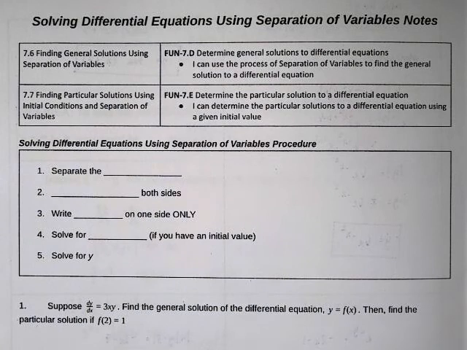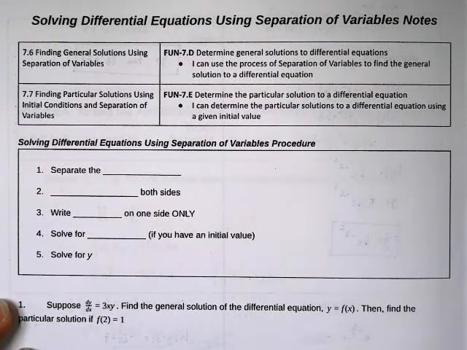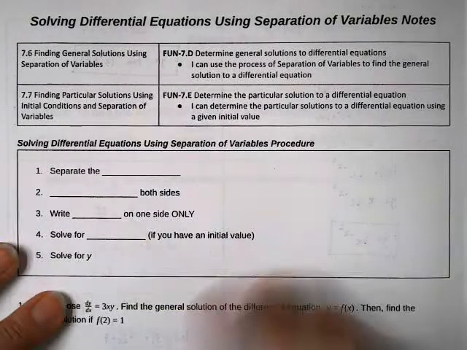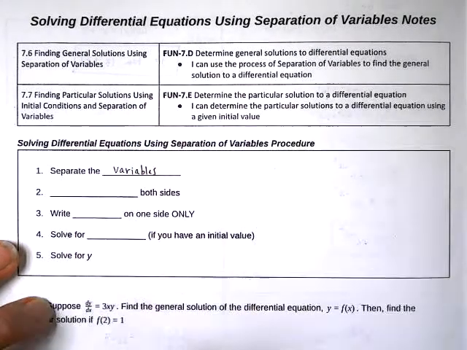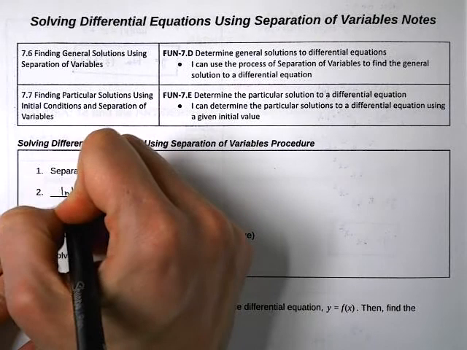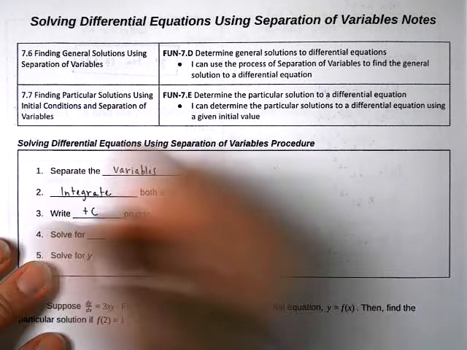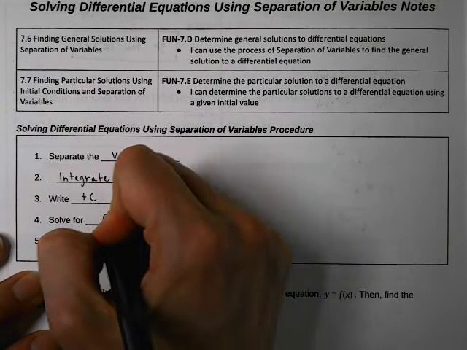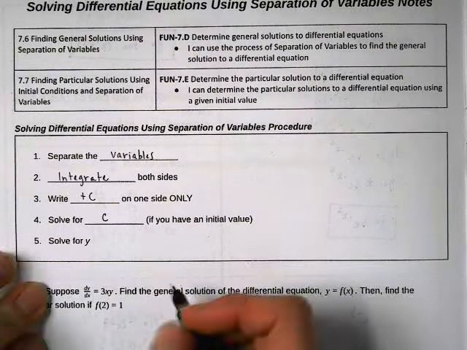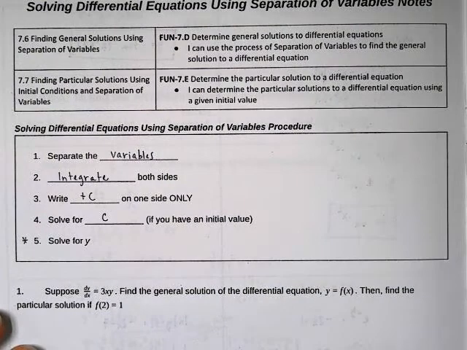So in terms of a basic process, here's what we're always going to do when solving differential equations using separation of variables. The first thing, just like it sounds, is we're going to separate the variables. Then we're going to integrate both sides. We're going to write the plus c on one side only, just like we have been so far. We're going to solve for c if we have an initial value, and then really the new step here is going to be solving for y. So these are going to require an extra chunk of algebra to get to our final solution.